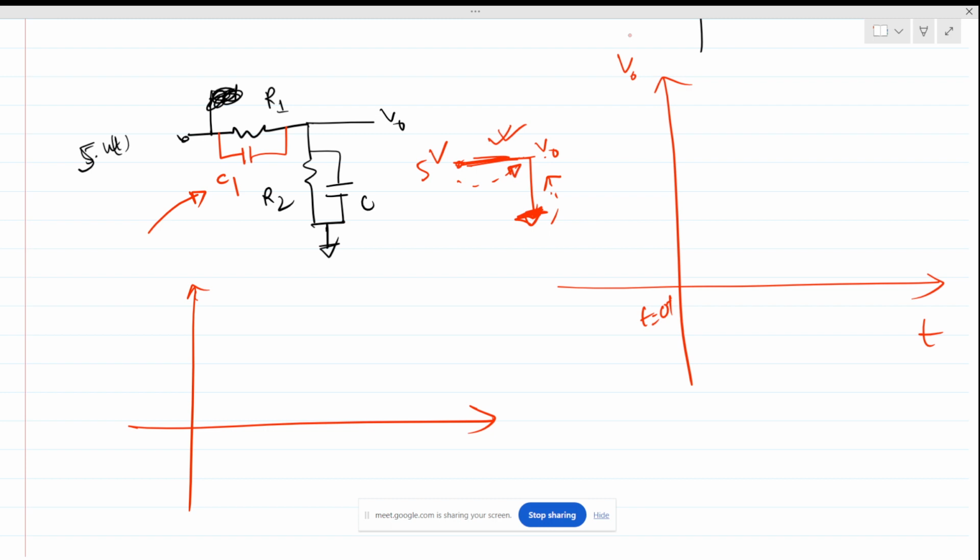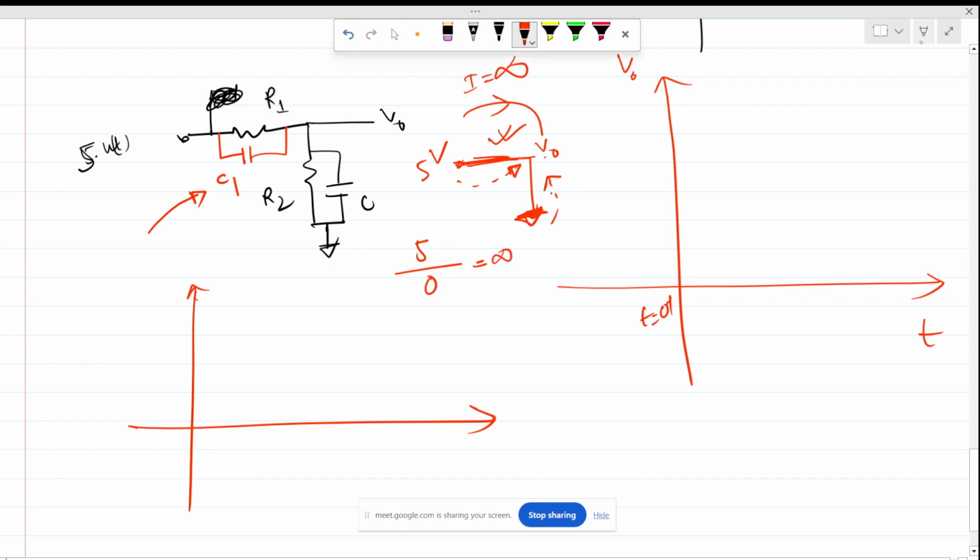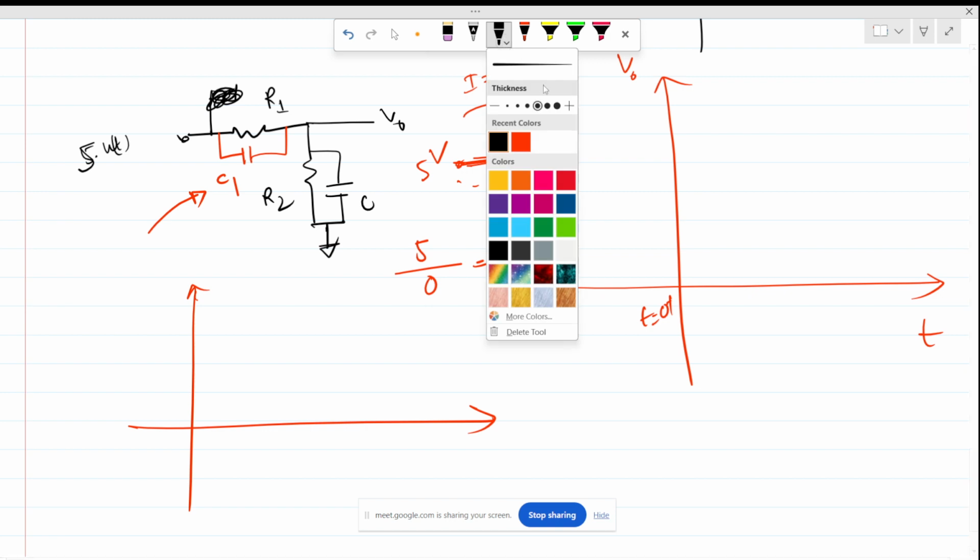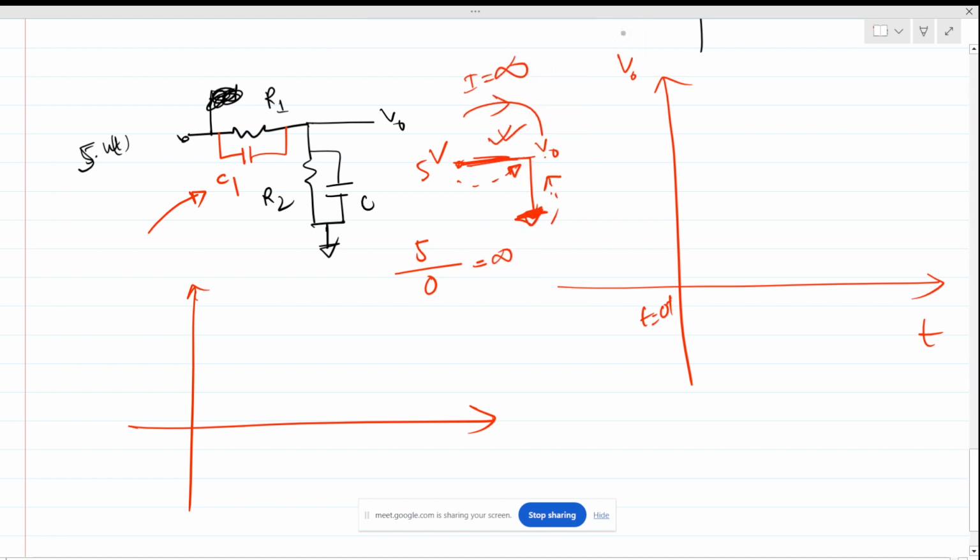Is KVL satisfied here? And what is the current flowing through this branch at this condition? It is infinite, because we have no resistance. So it is introducing a zero. So what will we do? In this case, the capacitor can change its potential suddenly, right?